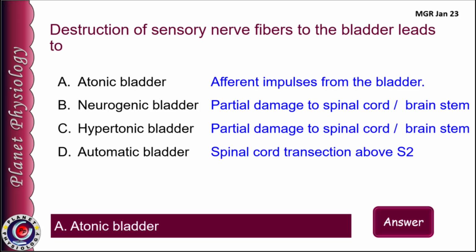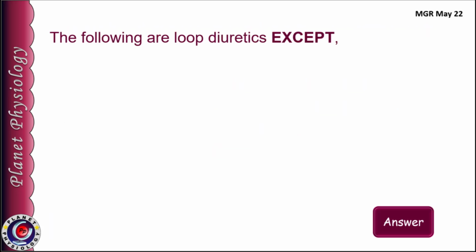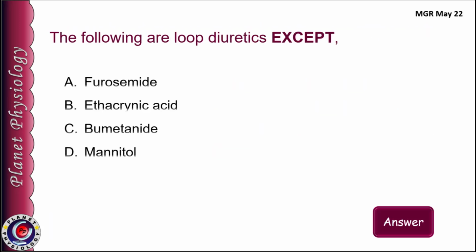Now coming to the diuretics. The following are loop diuretics except: A. Furosemide, B. Ethacrynic acid, C. Bumetanide and D. Mannitol.